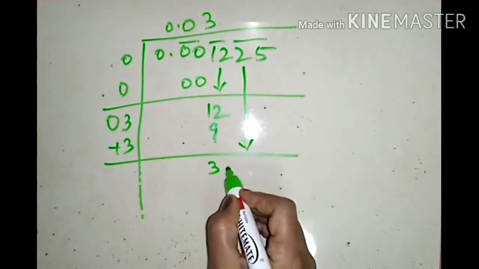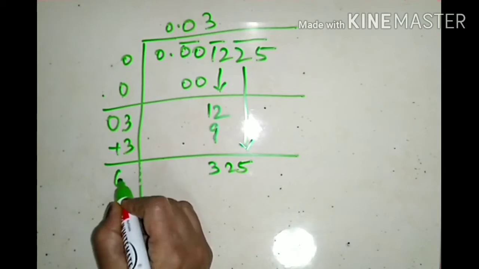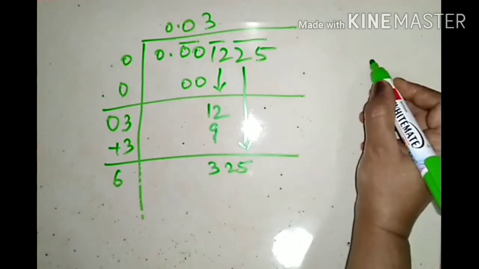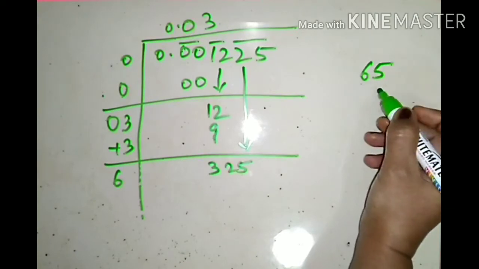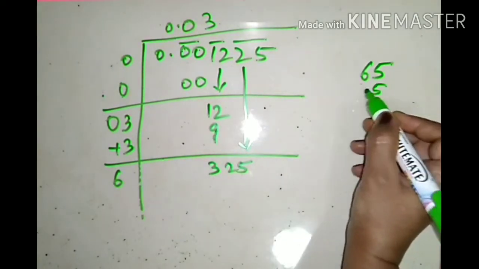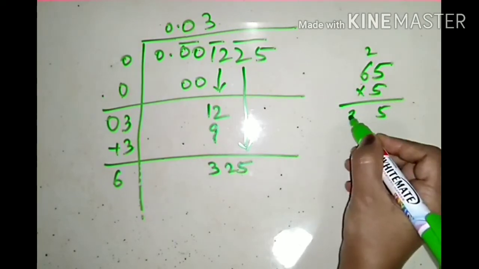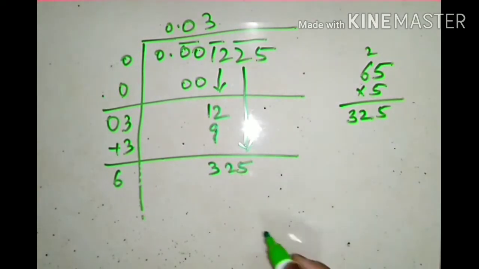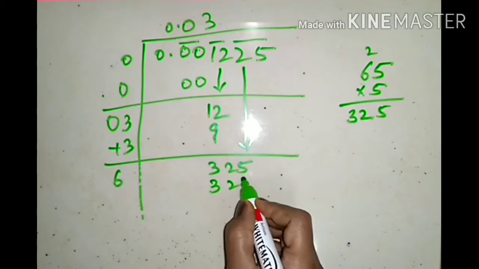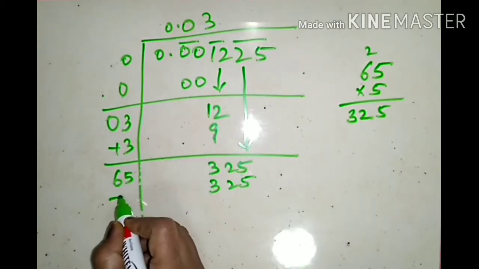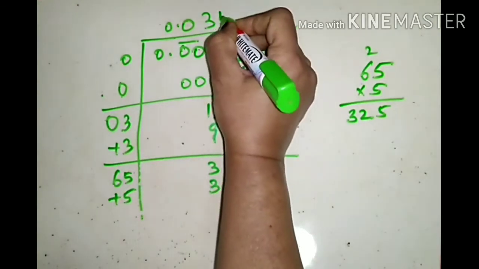Bring down 25. This is 6. Now we have 5 in the units place. So we'll write 5 and multiply it by 5. 5 5s are 25, 6 5s are 30 plus 2 is 32. So we got the number 325. 325. Here we have written 5. So 5 here plus 5 and 5 here.